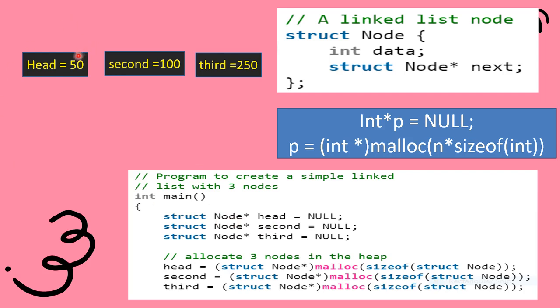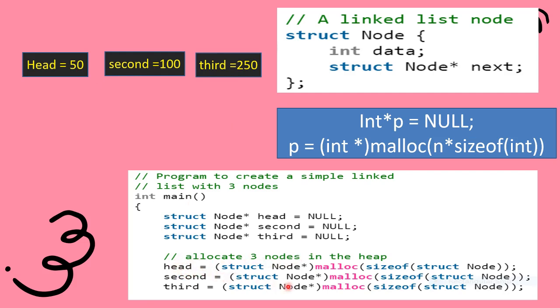So the first pointer is head, as you can see. The second pointer is named second. The third pointer is named third, and all these three pointers are pointing to null. Okay, so as of now, just understand that head equals null, second equals null, and third equals null up to here. Now let's allocate the memory for 3 nodes.